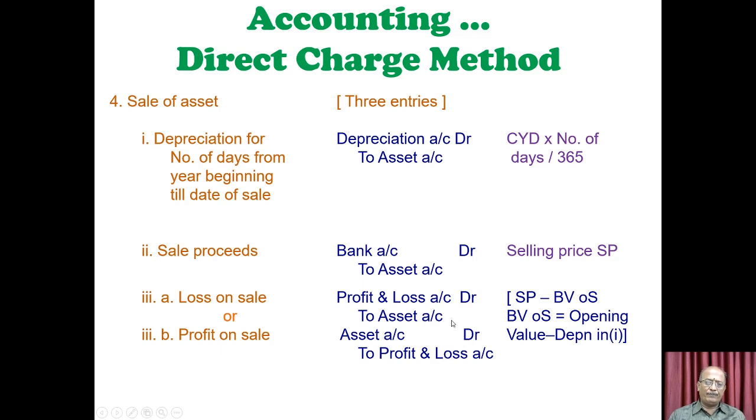Thus the things go. So in case of sale of asset, 1 depreciation, 2 sale proceeds, 3 loss or profit on asset. These 3 entries are there to take the asset totally away from the books of accounts. This is the procedure.